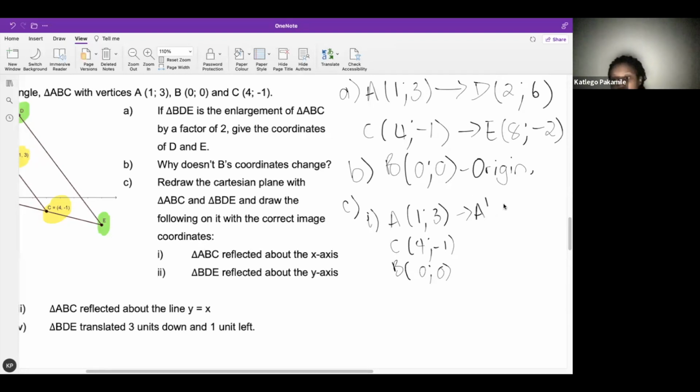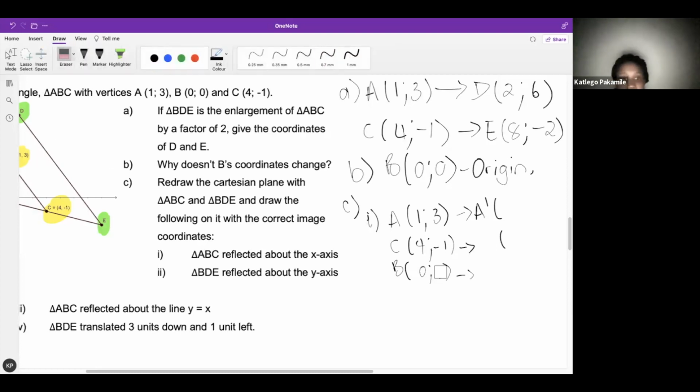So then A prime will be what? What will A be, guys? It goes from 1, 3. There we go, 1, -3. The coordinate for C prime, what will C prime be? We're going from 4, -1. So what's the new one going to be? Nice. 4, +1. Will B change? We just spoke about this. B prime? No. So it will remain 0, 0. Wonderful. Okay. Nice, guys.